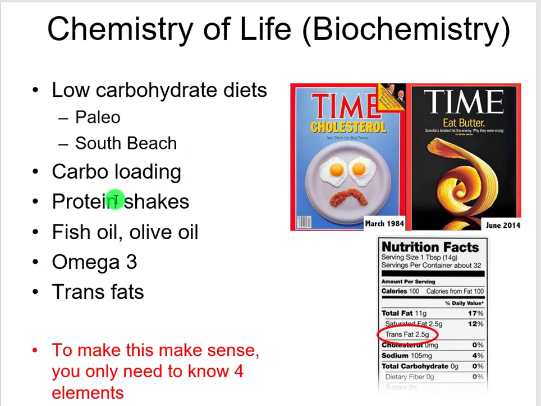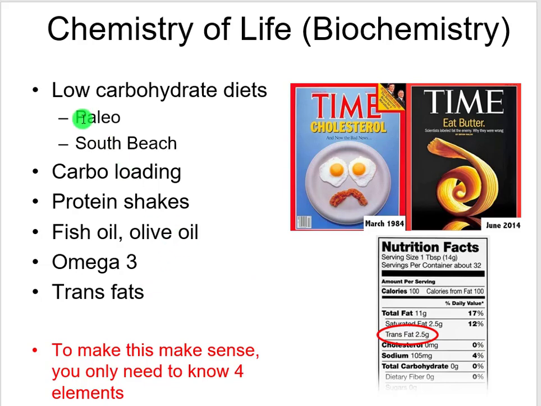Some people drink protein shakes, soy protein, rice protein, whey protein, whatever. Fish oils, maybe you've consumed these before, or you've heard that eating fish is good because of the fish oils and EPA and things like that. Olive oil. You've heard of omega-3 fatty acids, which are a major component of things like fish oils. Maybe you've heard of trans fats, like on nutrition labels before, and you've heard that these are no good.